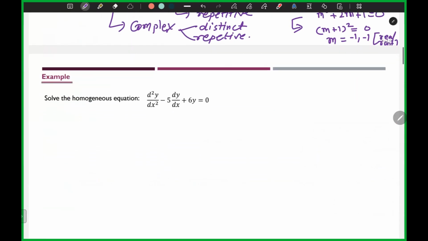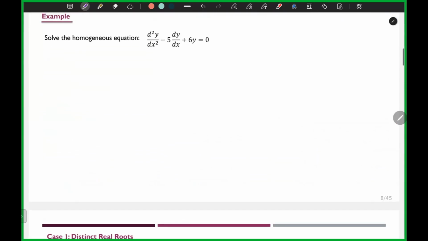Next, this is the homogeneous equation. Can anyone try and tell me what the auxiliary equation is here? m square minus 5m plus 6. What are the roots? Minus 3, minus 2? No, sorry, it is 2 and 3. Yeah.